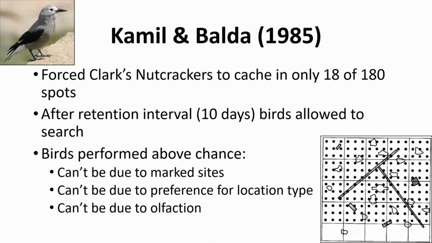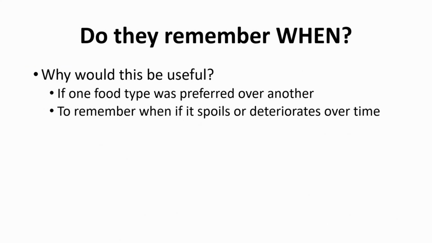So they must be using spatial cues. They must be relying on the orientation of things in their environment, and they can't be relying on any of the factors that people had proposed as alternative explanations, which, again, so cool. So this tells us that the birds can know where they have cached things, and they can remember for long periods of time. But we might want to know, can they remember when they cached something?